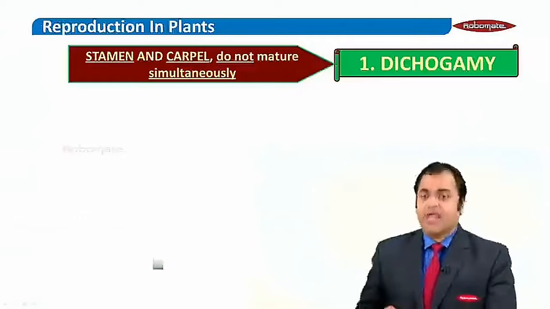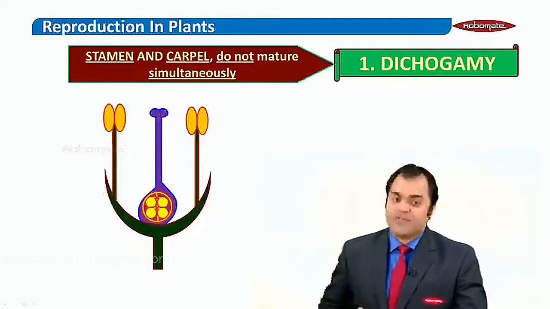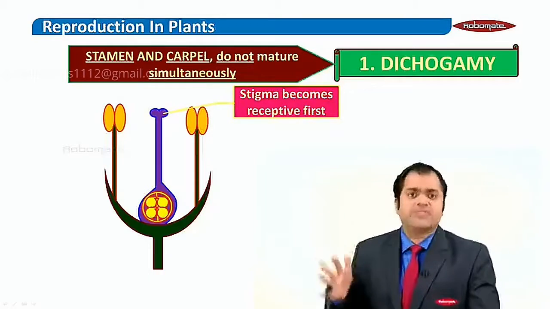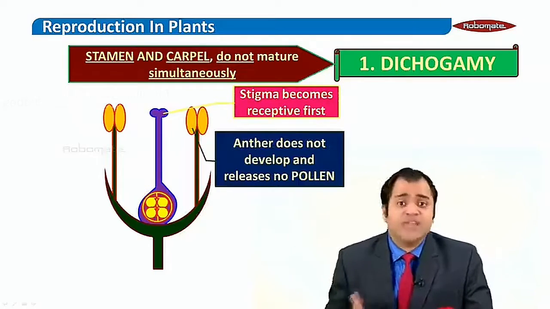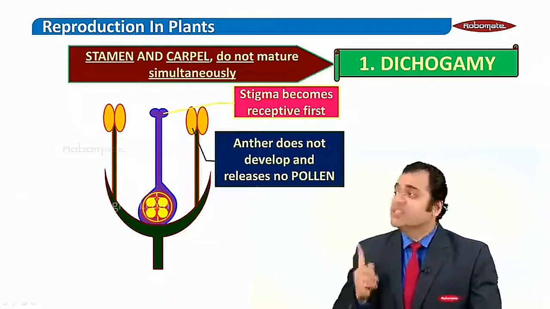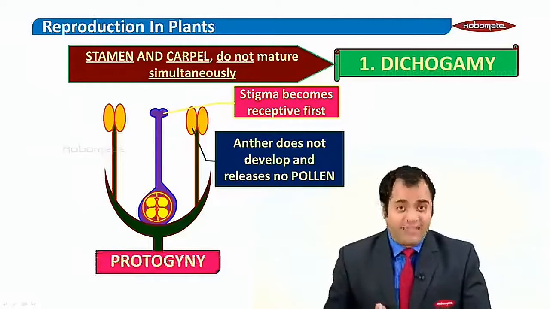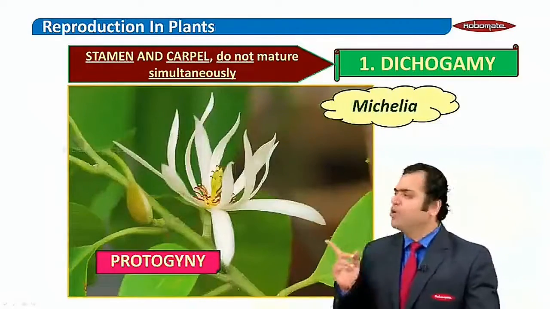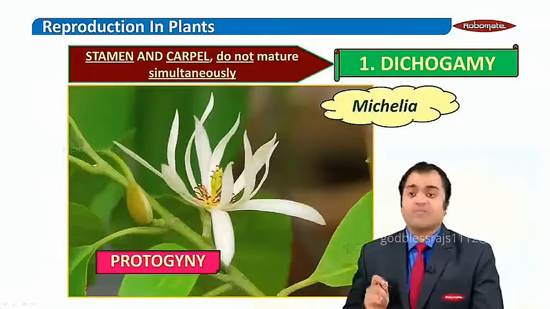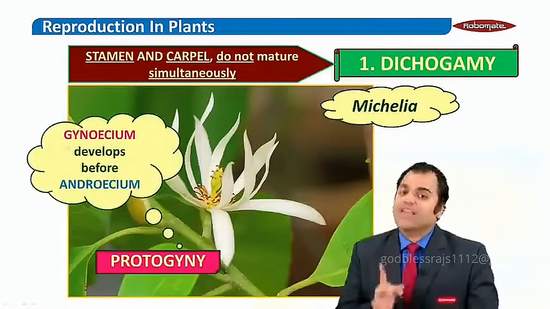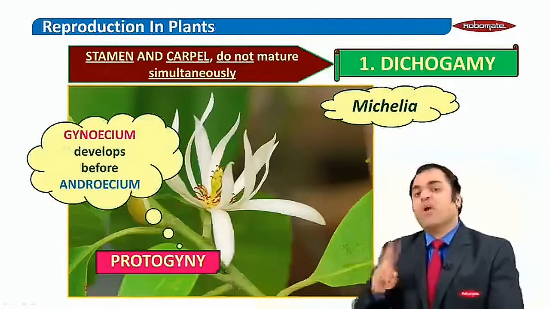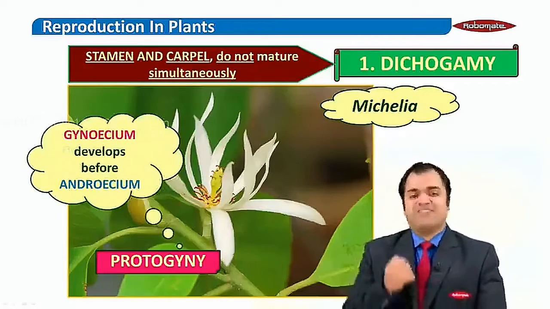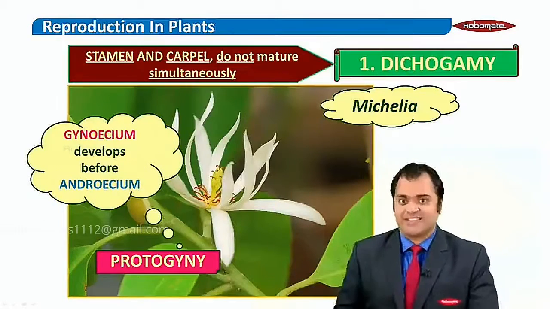Let us see that. Now once again you are seeing another bisexual flower. Here the stigma is receptive, but look at those anthers, they are empty, which means they are neither producing nor releasing any pollen grains. So this situation is called protogyny. Protogyny is observed in a plant of Michelia. Look at that beautiful flower. In protogyny the gynoecium develops before the androecium. So in both these situations, they would actually choose cross-pollination over self-pollination, hence outbreeding device.